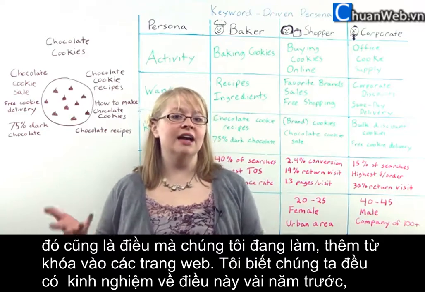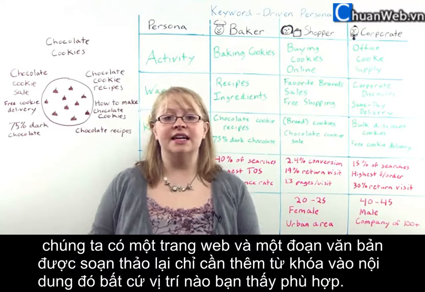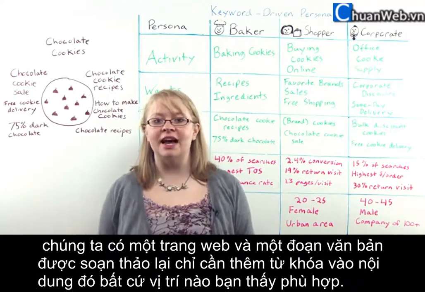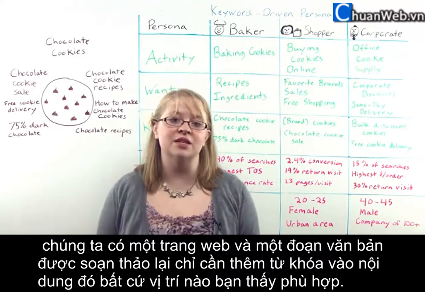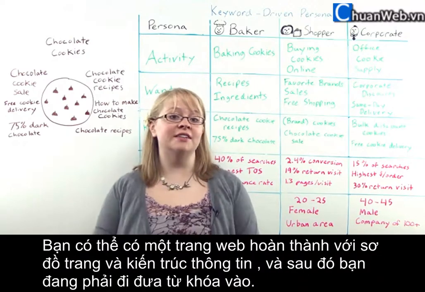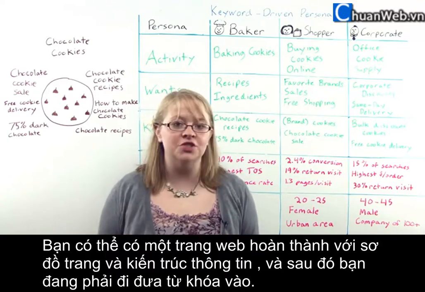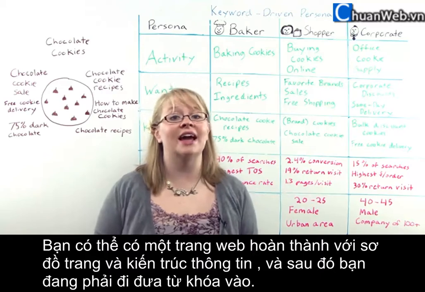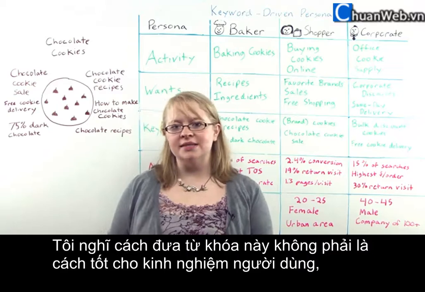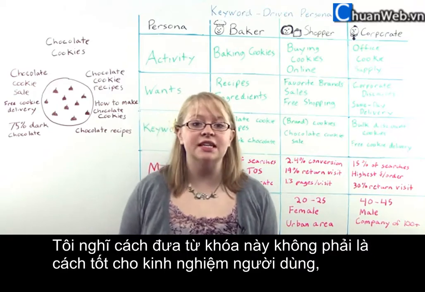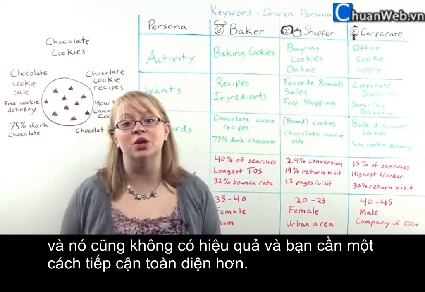I know that we've all had the experience in years past where we would get a piece of copy that was completely written and then have to plug our keywords into that existing content wherever they would fit. You might have an entire site that's already completely mapped out. It's got a site map, it's got information architecture, and then you're supposed to go in and put in your keywords. And I've found that that is not always the best user experience for the keyword and also isn't as effective as taking a more holistic approach.